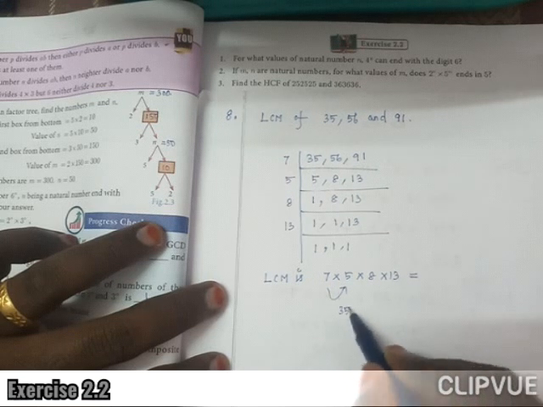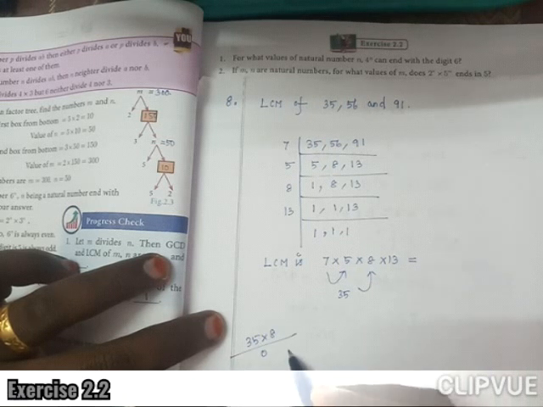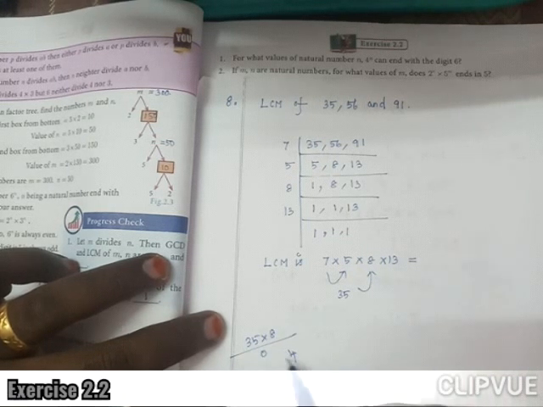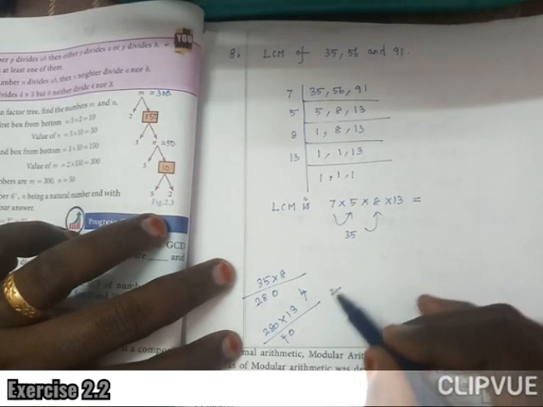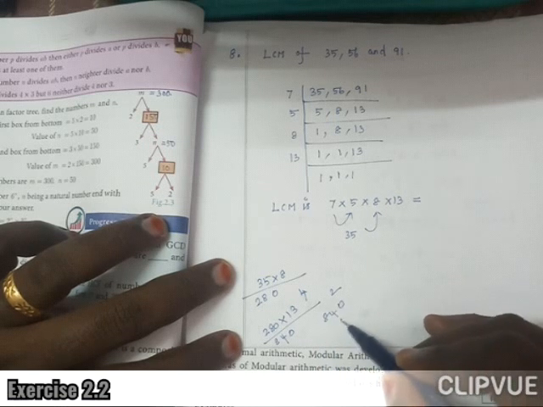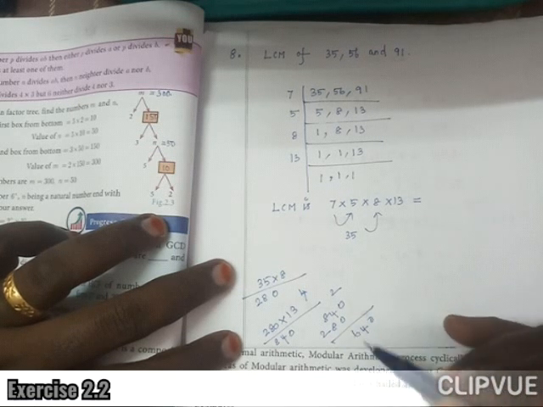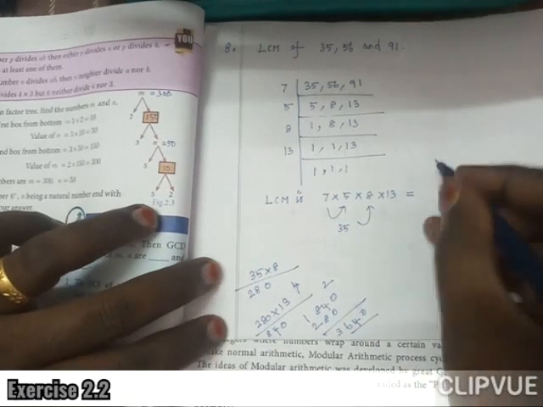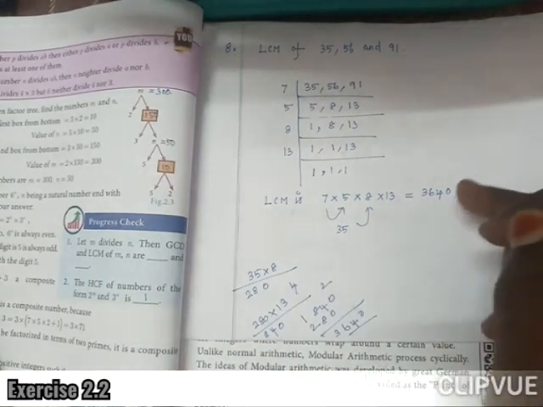7 into 5 is 35. 35 into 8: 8 5s are 40, remaining 4; 8 3s are 24, 24 plus 4 is 28, so 280. 280 into 13: 0; 3 8s are 24, remaining 2; 3 2s are 6, 8; then 840. Here 1 time: 0, 8, 2, 0, 4, 8 plus 8 is 6, remaining 1. 3640. This 3640 is the LCM.